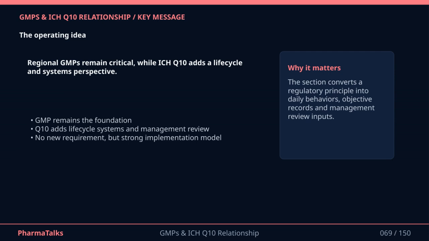This means that GMPs continue to ensure that products are consistently produced and controlled according to quality standards. However, ICH Q10 introduces a broader approach that includes the entire product lifecycle, from development through manufacturing to discontinuation, plus ongoing management review processes. Importantly, ICH Q10 doesn't add new regulatory requirements. Instead, it provides a strong implementation model that helps organizations apply and maintain GMPs more effectively. It translates regulatory principles into everyday practices, making sure there are objective records and management reviews to support continual improvement.